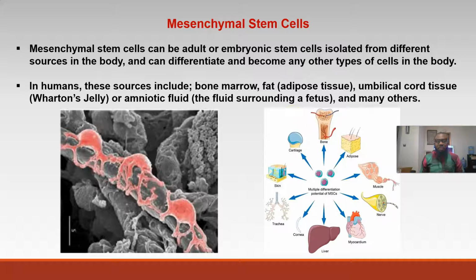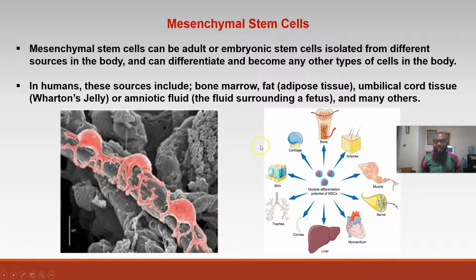And then we have the mesenchymal stem cells. The mesenchymal stem cells can be adult stem cells or embryonic stem cells, and they can be isolated from different sources in the human body, and they can differentiate and turn into any type of cell in the body. Like I mentioned in the initial video, mesenchymal stem cells are the guys with the magic, right? In humans, you find the mesenchymal stem cells in the bone marrow, in the fat tissues, in the umbilical cord tissues, the amniotic fluid, and when a child is born, the umbilical cord, the amniotic fluid, the amniotic sac, like I said in the first video. That's in the case of embryonic stem cell therapy.